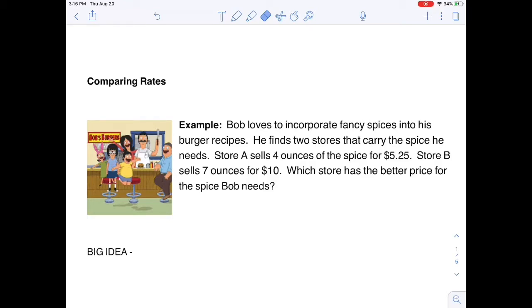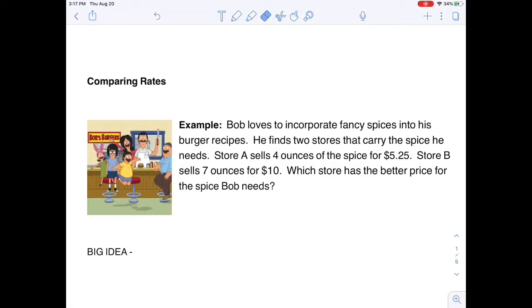Which store has the better value? Which runner is going faster? Of these two lemonade recipes, which one is sweeter? In this video, we're going to look at comparing which store has the better value.